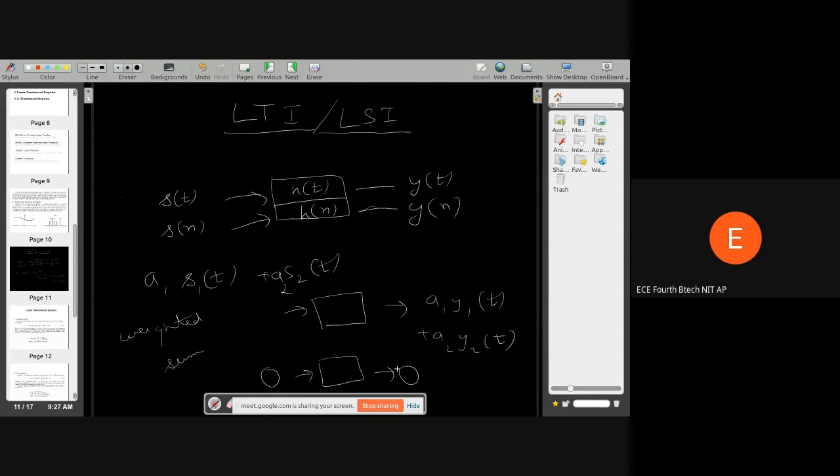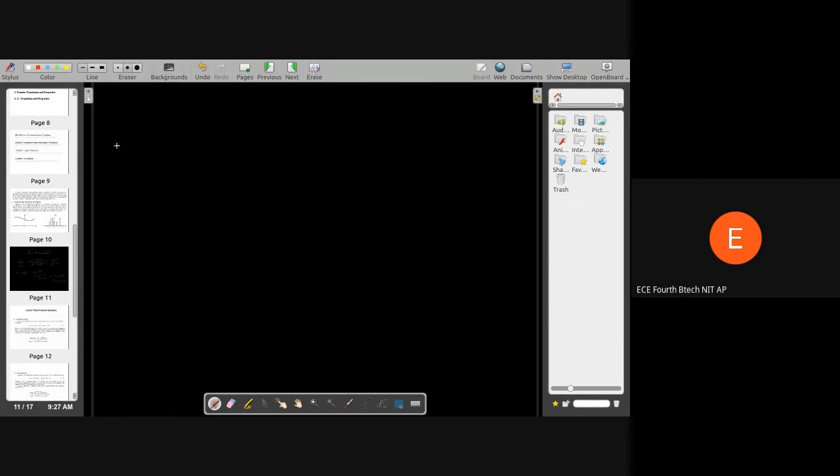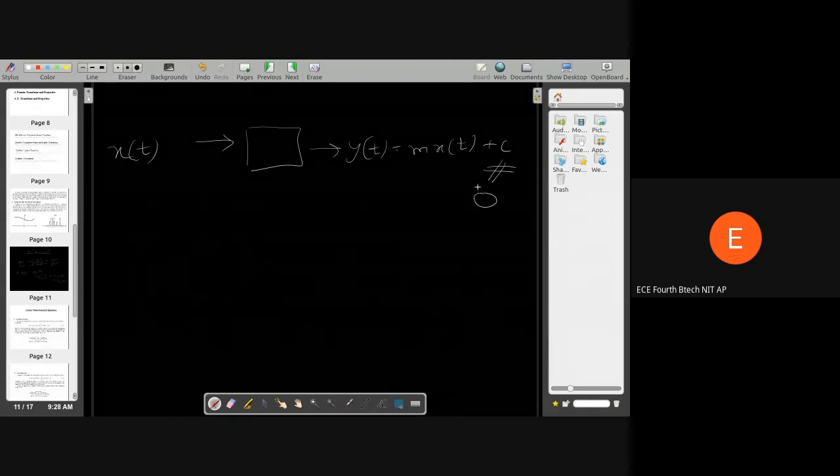So that is why, if you recall your signals and systems, sometimes you must have seen this example: there is a system such that if you give a signal x(t) to the system, the output comes out like a straight line. But if c is not zero, if c has some value not equal to zero, then this is not a linear system. You can figure out why.